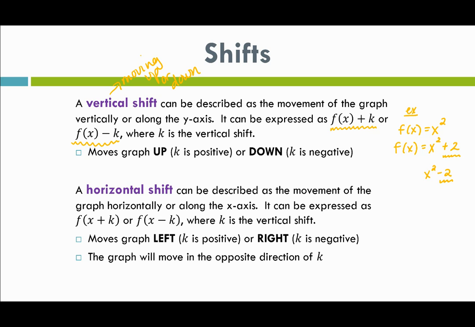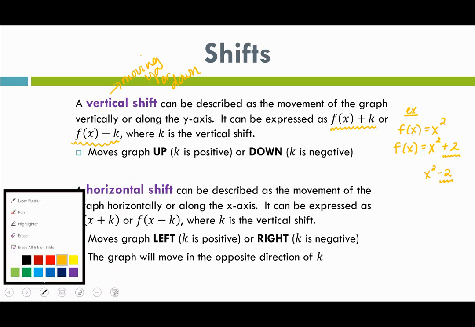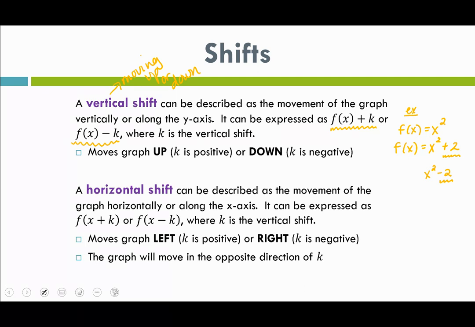Okay? Now the other way that your graph can move, it can move horizontally. If your graph is moving horizontally, it means that it's moving either left or right. Okay? Horizontal shifts happen on the inside of your parent function, so they will appear as f of x plus k or f of x minus k. So, for example, if you were to have f of x equals (x minus 2) squared, do you see how this negative 2 this time is on the inside of the parentheses? This lets me know that I'm going to have a horizontal shift.